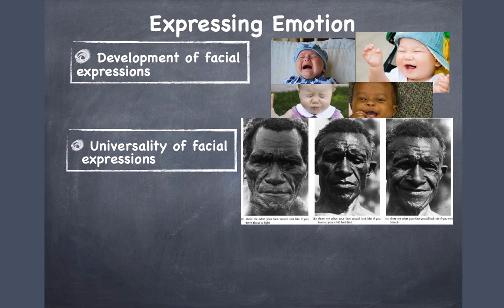So each culture shows a pattern of minute muscle movements that give its members a unique accent with regard to a facial expression. That is, a German happy face is not the same as a Chinese happy face, even though both are universally recognized as expressing happiness.